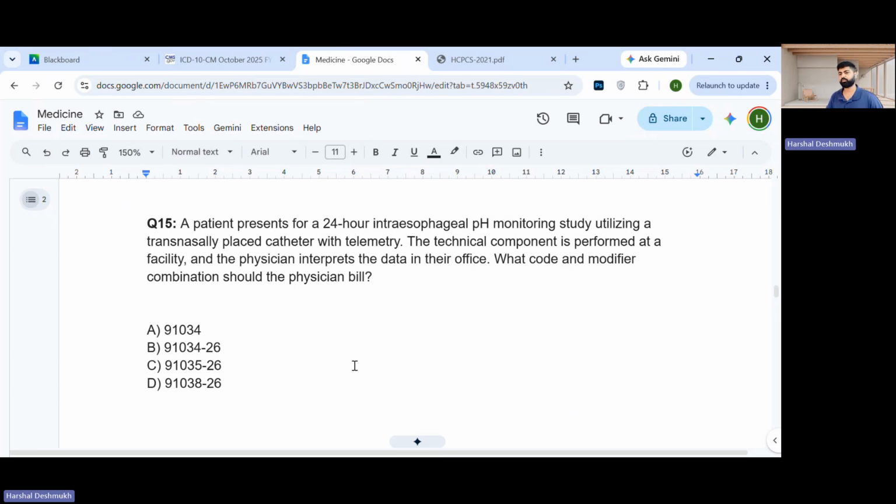A patient presents for a 24-hour intraesophageal pH monitoring study utilizing a transnasally placed catheter with telemetry. The technical component is performed at the facility and the physician interprets the data in their office. What code and modifier combination should the physician bill here?